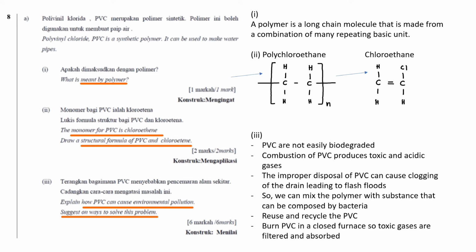So, we can mix the polymer with a substance that can be decomposed by bacteria. Reuse and recycle the PVC. Burn PVC in a closed furnace so toxic gases are filtered and absorbed. For this question, you must remember the facts and be creative to answer.